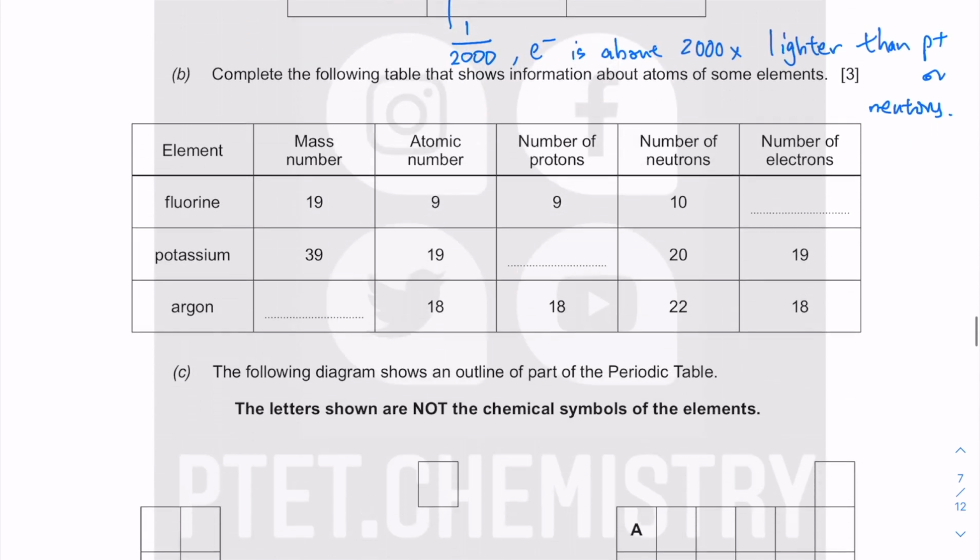Alright, up next we have to fill in a table like this. These are all atoms. When you have atoms, the number of protons must be equal to the number of electrons, because atoms do not have overall charge. So whatever is plus from the protons must balance out whatever is minus by the electrons. Fluorine, the symbol is F. Potassium, the symbol is K. Argon, the symbol is Ar.